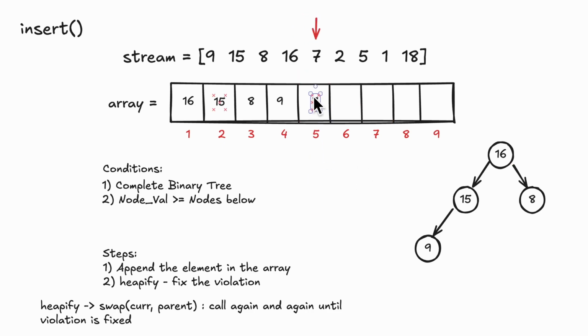The new node is 7. Let's append it over here. Let's also make that 7 over here. Done. Is the condition violated? No. So let's move ahead. Let's append this 2 in the array as well as create the node as well. Done. Is the condition violated? No. So let's move ahead.